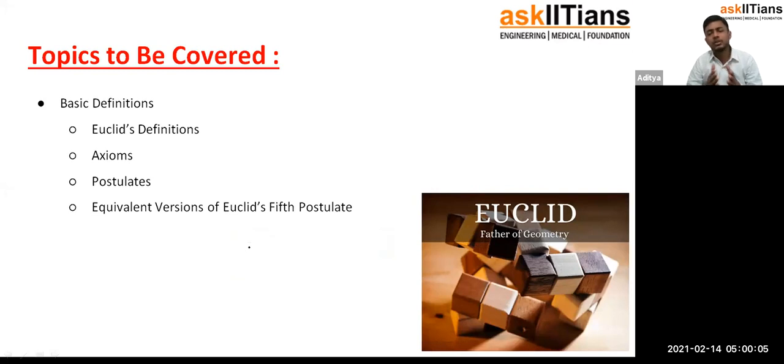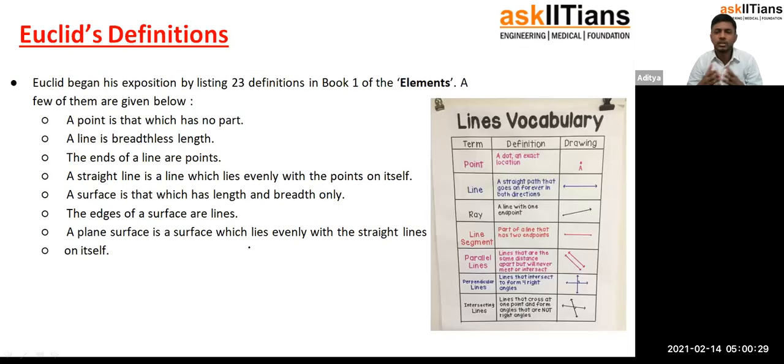So, as far as Euclid is concerned, he was a very great mathematician, very great geometer in his time, and he wrote a book called The Elements, in which he was able to very systematically list out the foundations of geometry, and that's how the Elements is widely regarded as the Bible of geometry. Now, let us see what were some definitions that he stated in book one of the Elements.